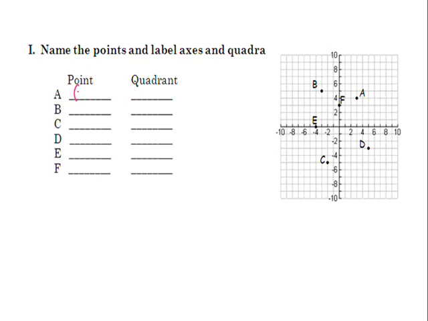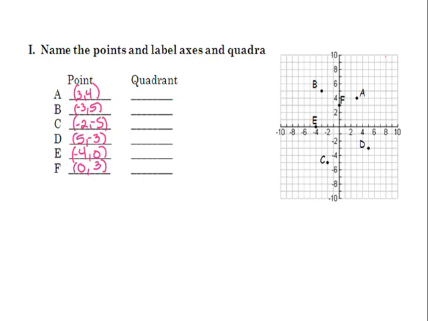Okay, so A is located at (3, 4). B is located at (-3, 5). C is located at (-2, -5). D is located at (5, -3). E is located at (-4, 0). And F is located at (0, 3).